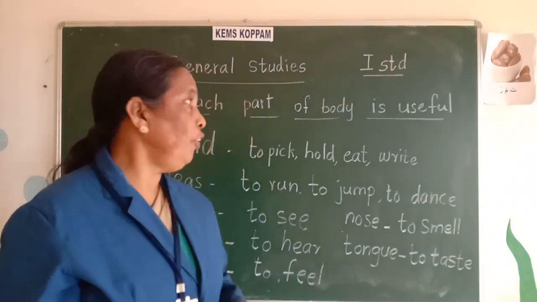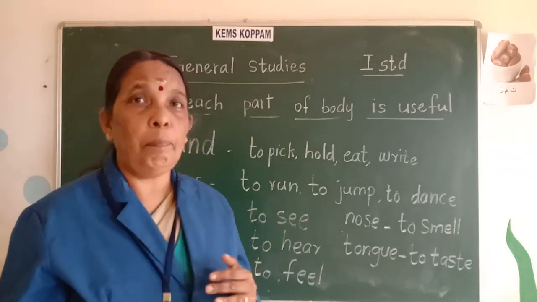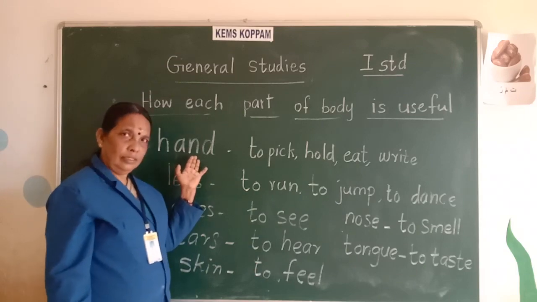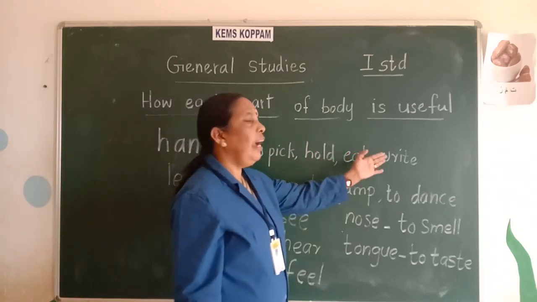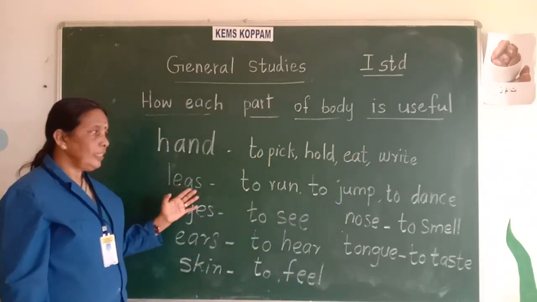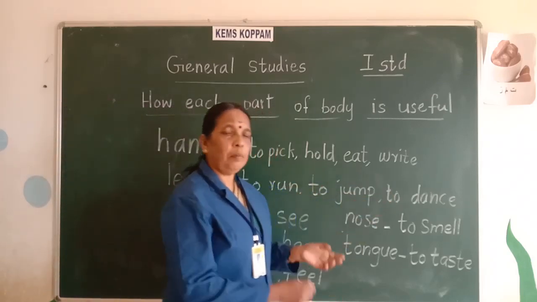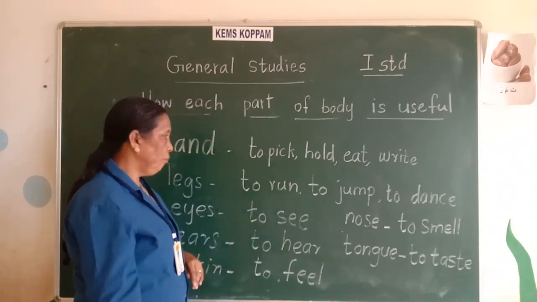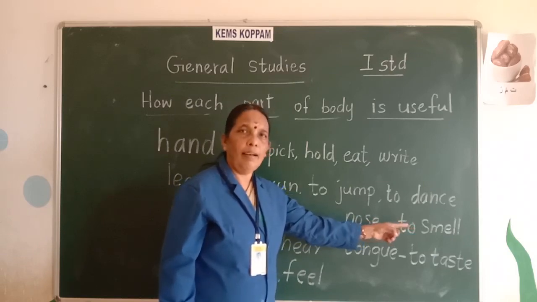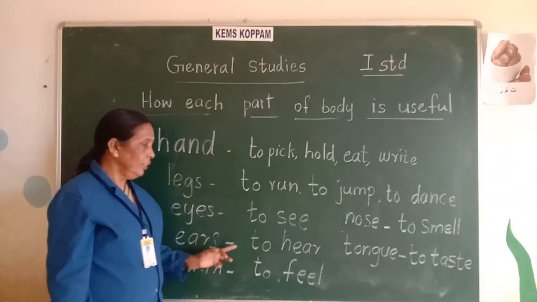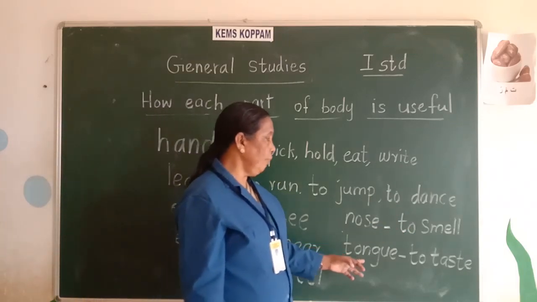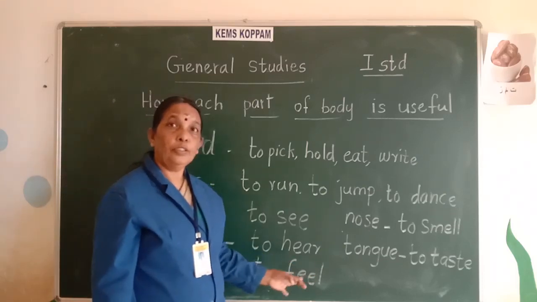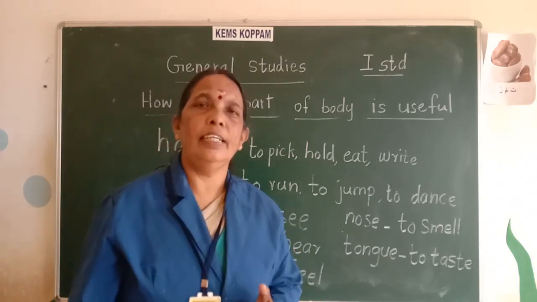Understood? Okay, the functions of body parts. How each body part helps us. Once again we will say. Hands, to pick, hold, eat and write. We use our legs to run, to jump, to dance, to kick balls, etc. We use our eyes to see. We use our nose to smell. We use our ears to hear. We use our tongue to taste. We use our skin to feel. Okay? Understood? Yes.